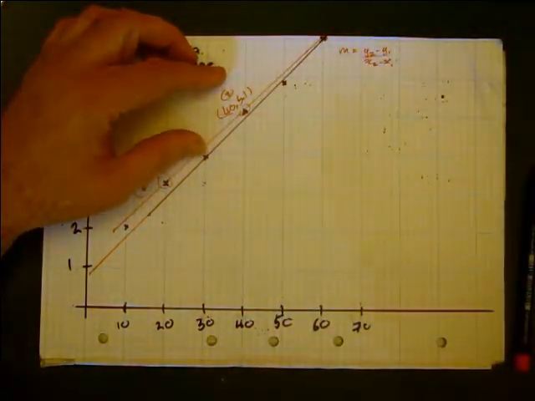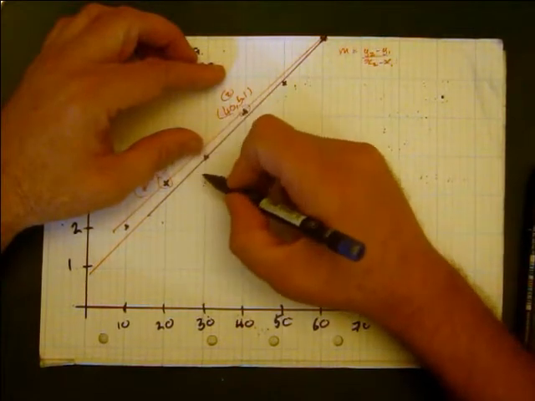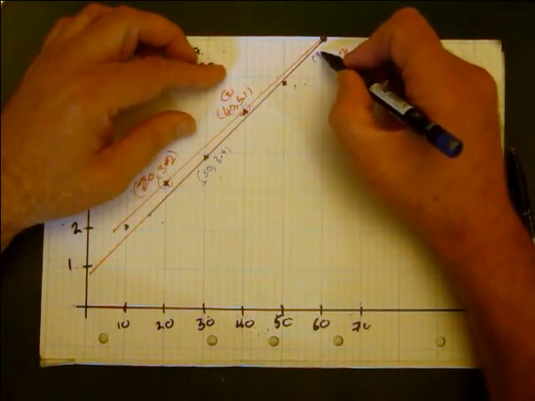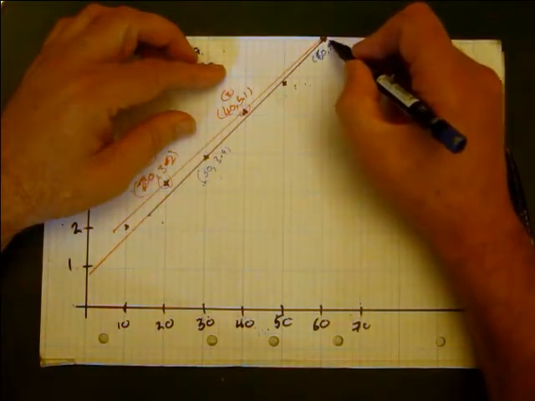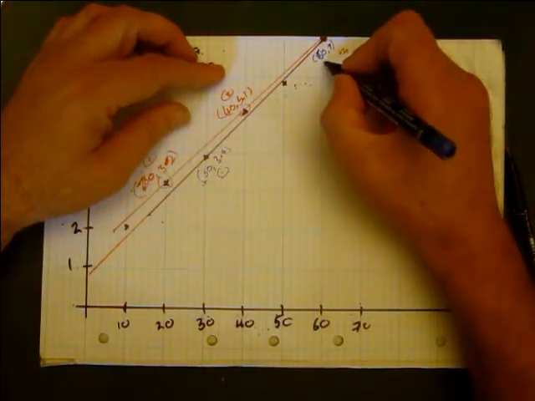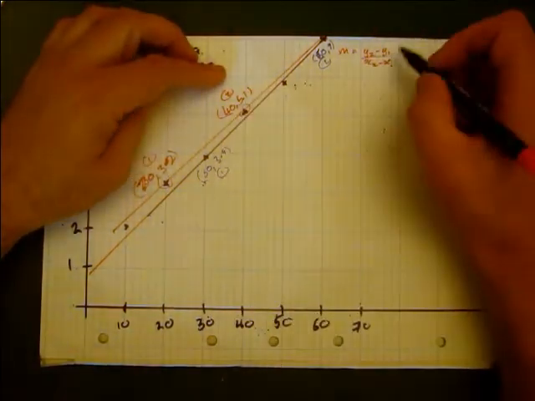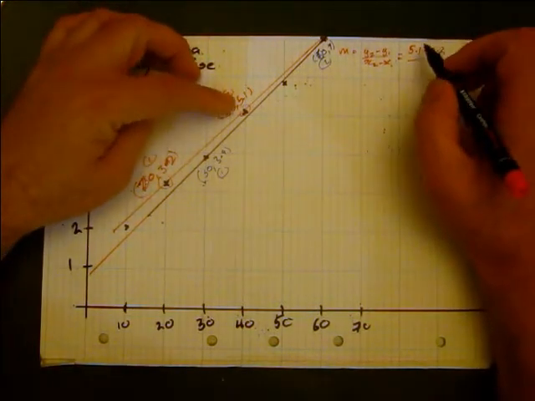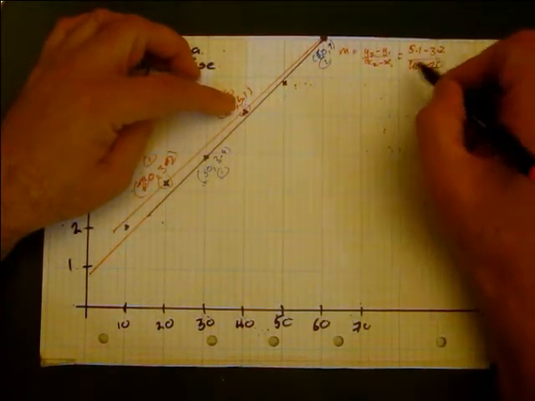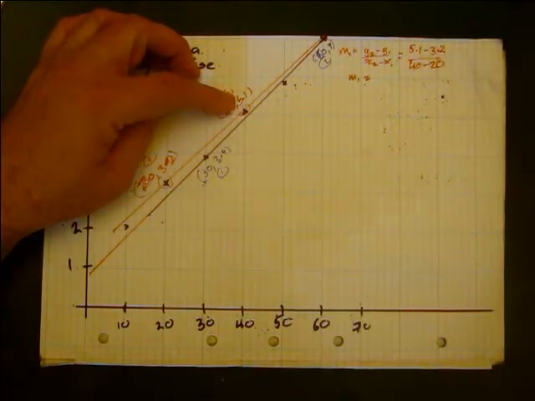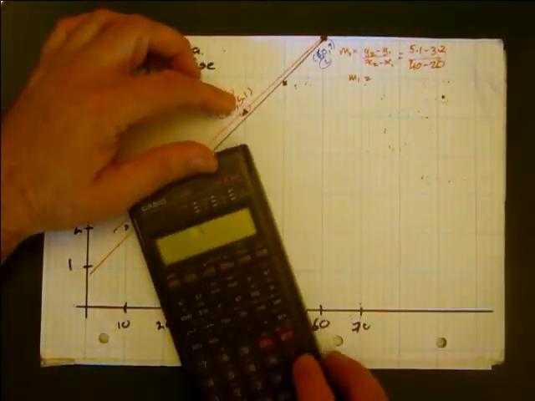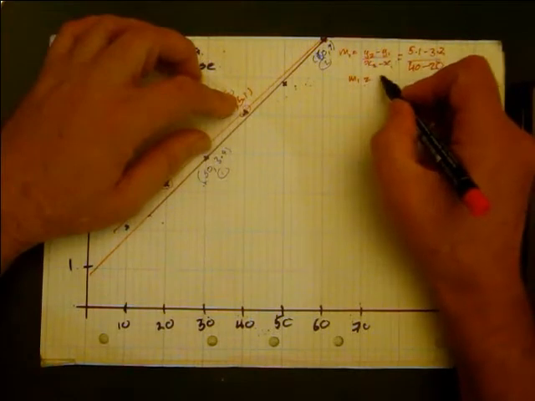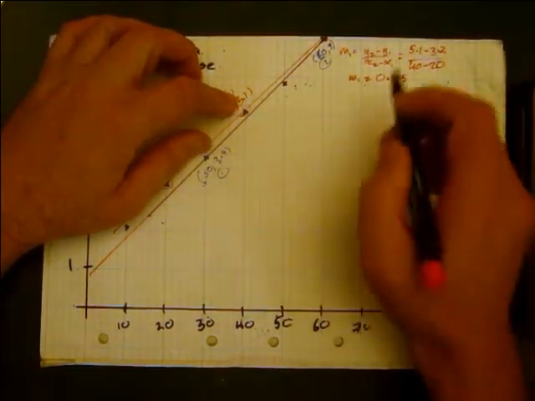For the blue one, my points are the third one, 30, 3.9, and 60, 7. For the red, it's going to be 0.1 and 0.2. So let's work the red one. y2 is 5.1 minus 3.2 over 40 minus 20. That means M1 is equal to 2.1 divided by 20, which is equal to 0.105 meters per second.